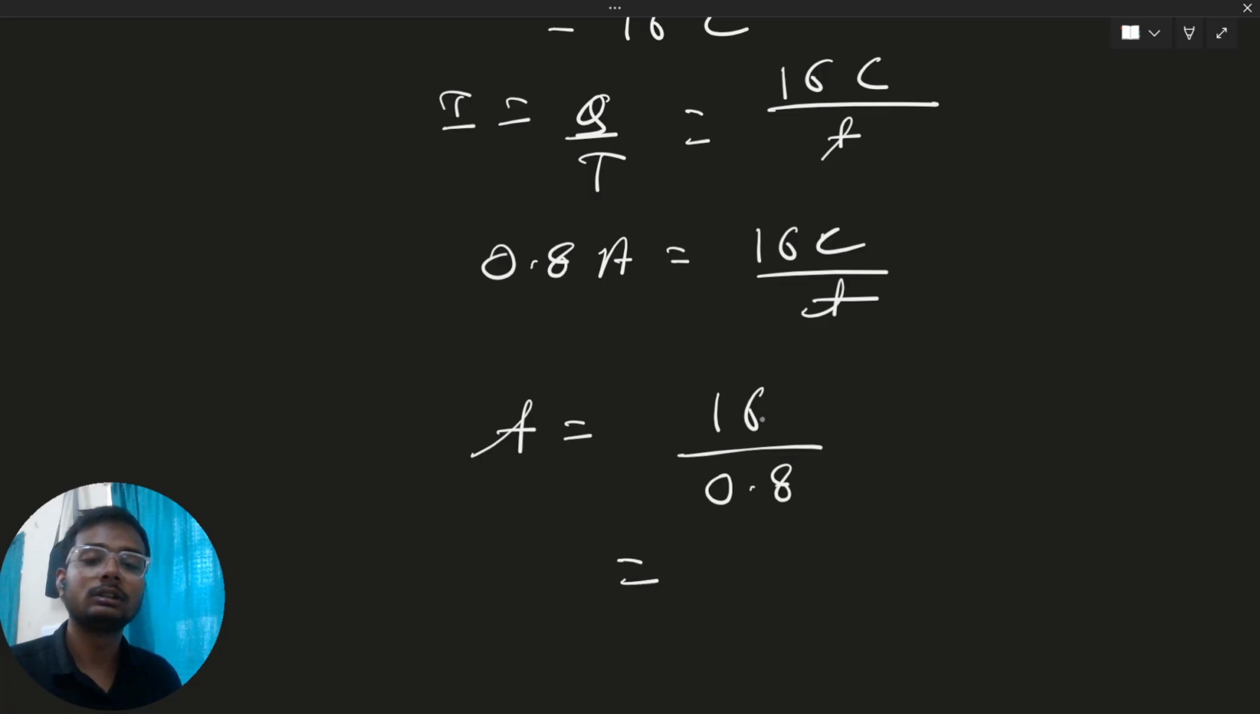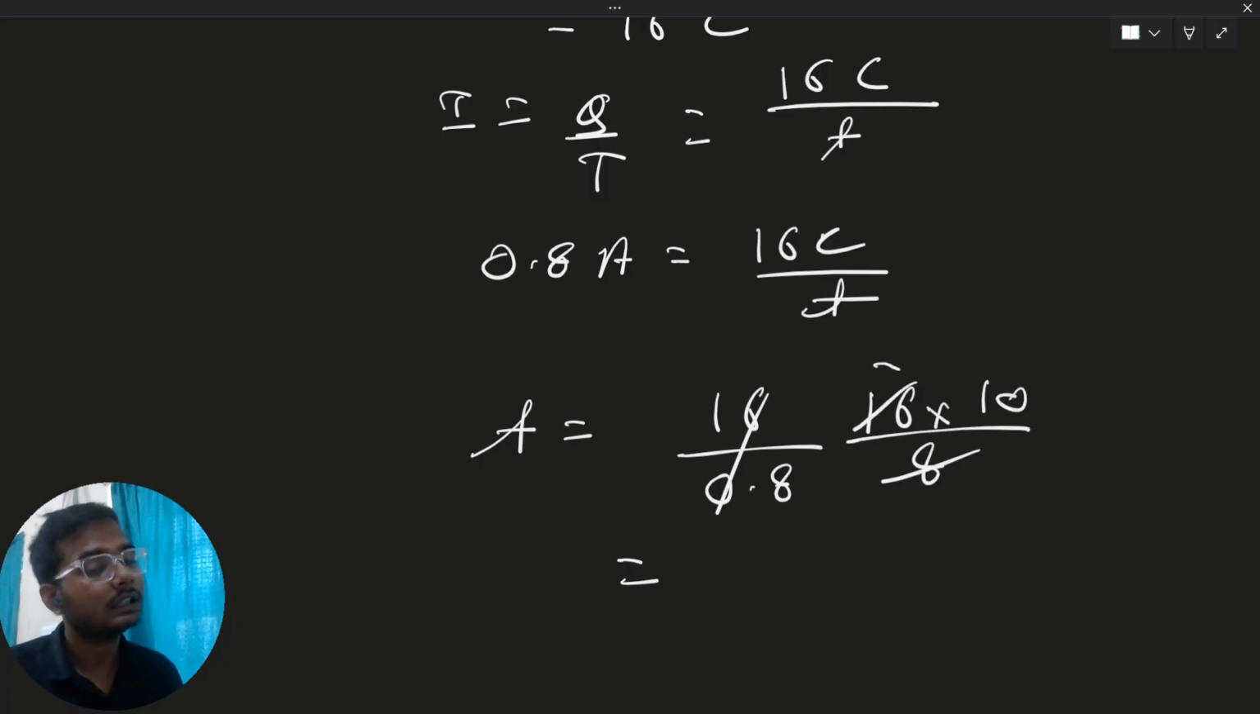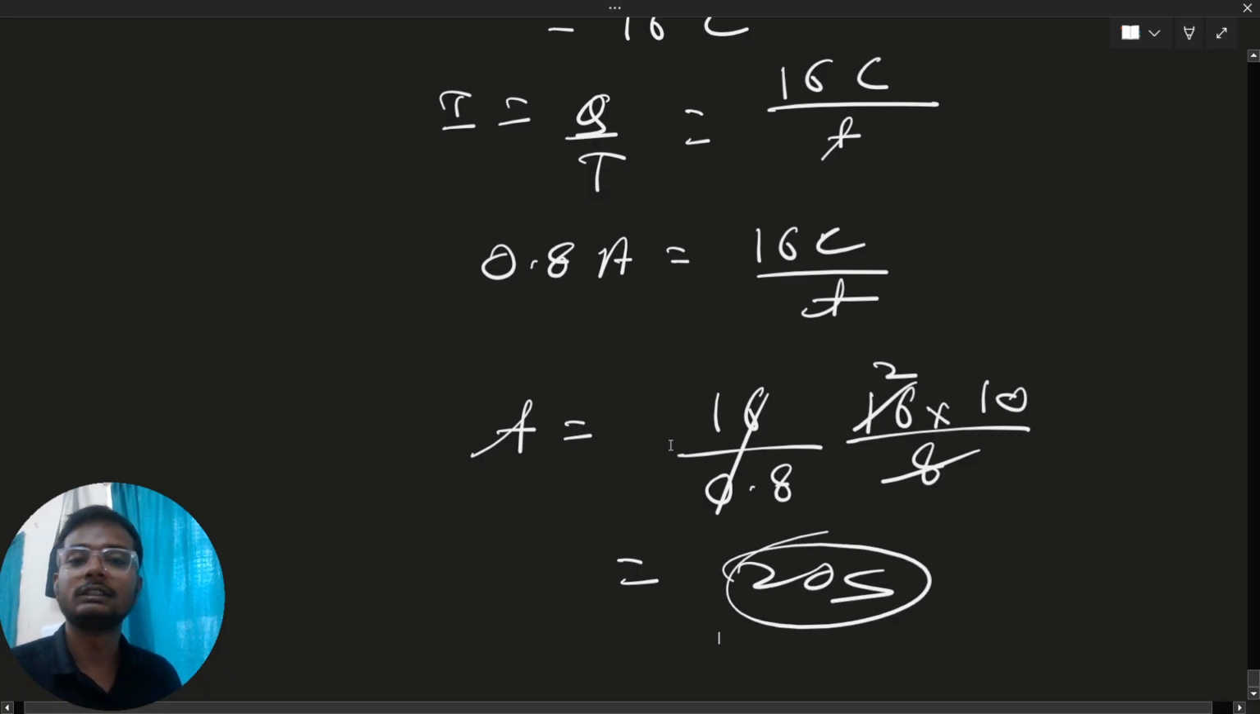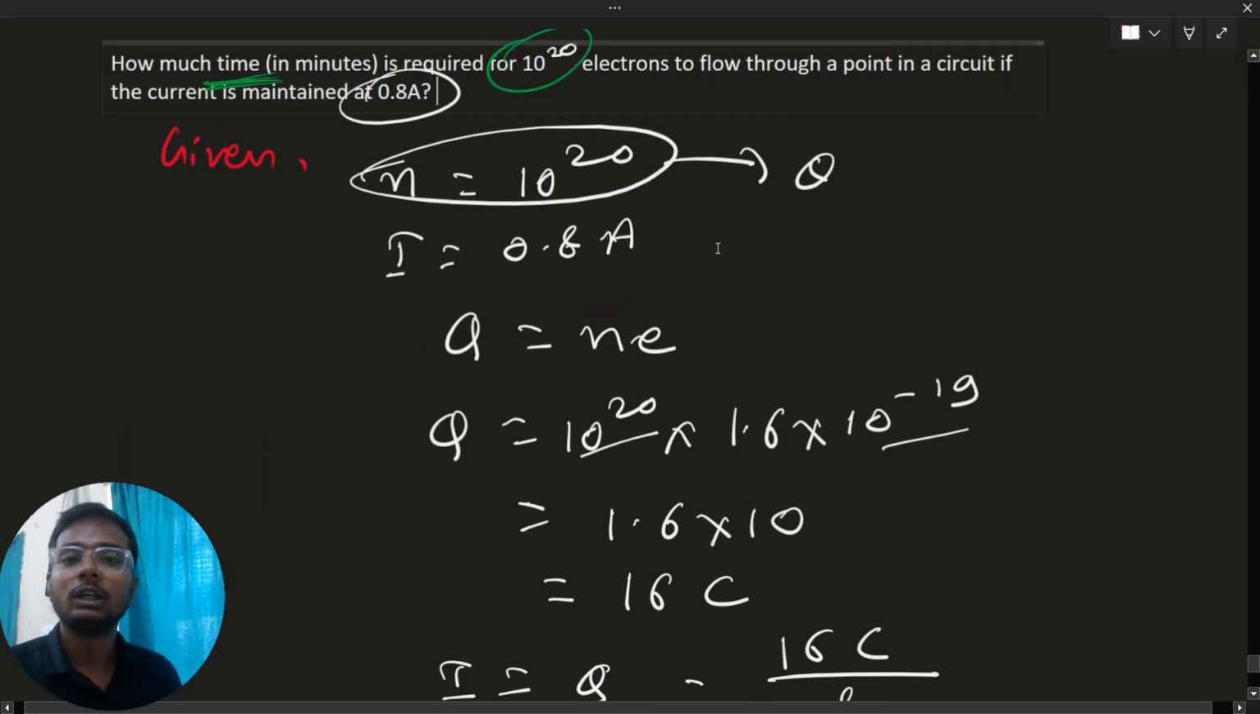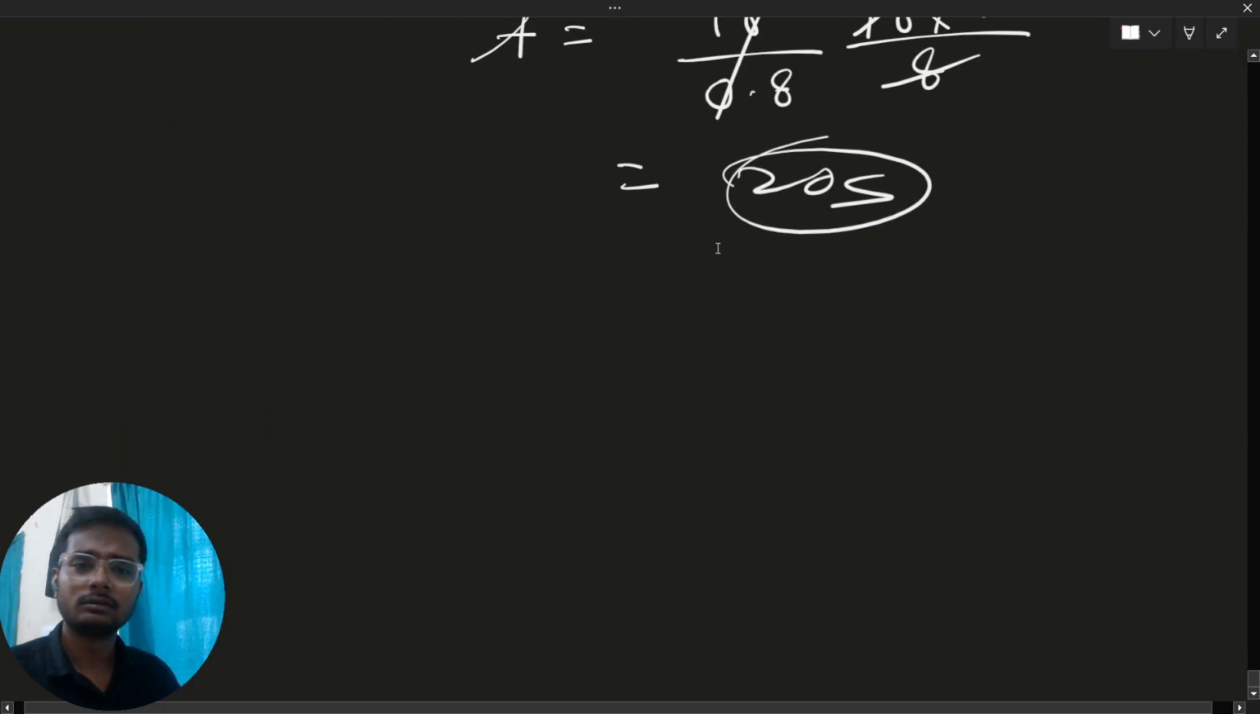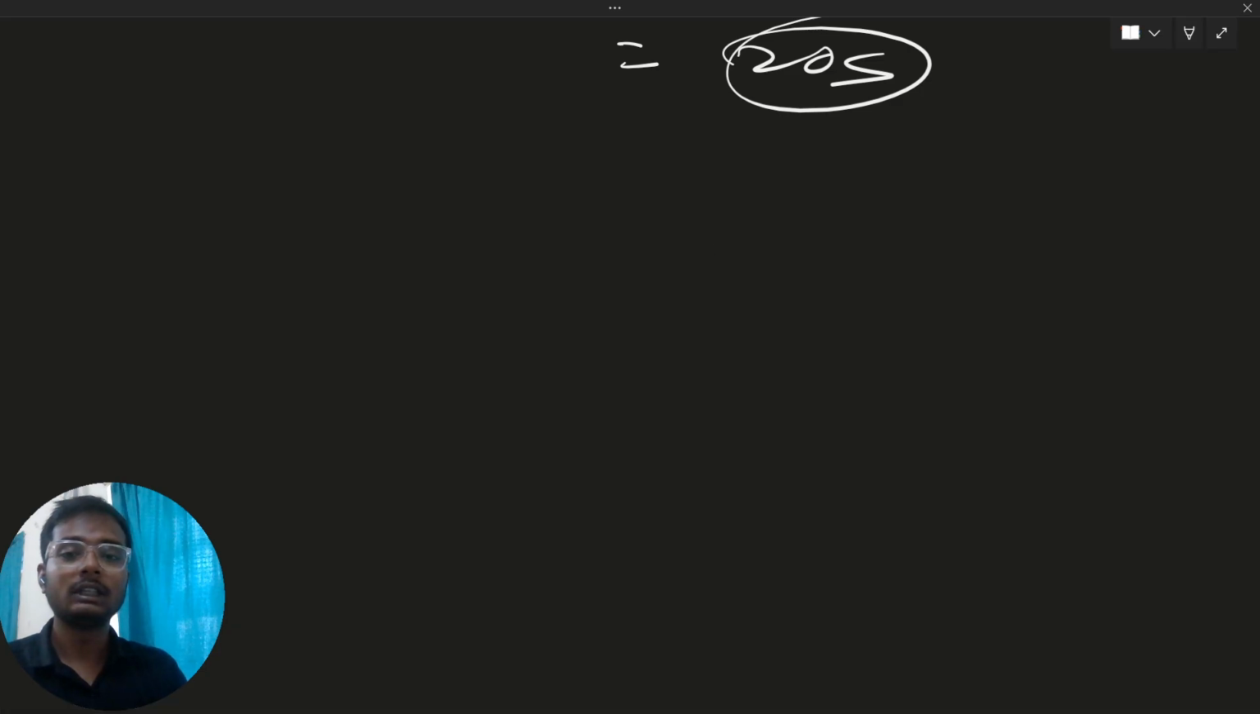The 8 here I can cancel out. It will be 16 into 10 divided by 8, which is 20. So 20 seconds is the time. This is the answer. How many of you got it? The answer will be 20 seconds. If you didn't understand, you can rewind, go back to the video and check it out again. Is it clear?